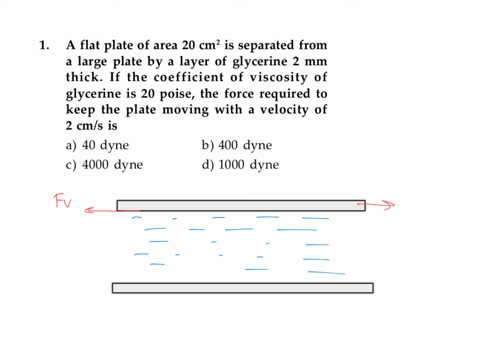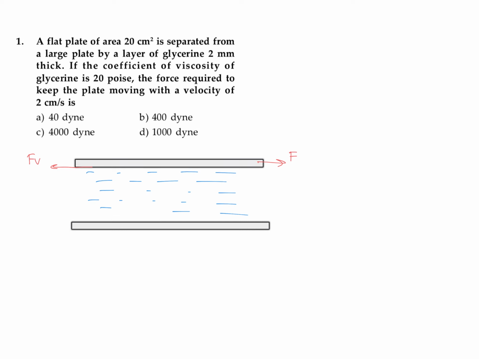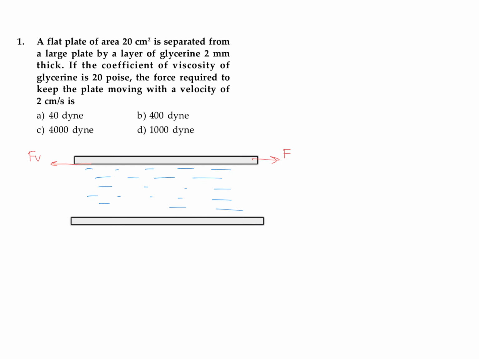So if you'd like to move it with a constant velocity, then we need to exert the same force in the opposite direction, so that net force will be equal to 0 and the plate will move with a constant velocity without any acceleration. So we can just use that equation. The value of viscous force will be equal to the external force. So we know the equation for viscous force is equal to eta into A into dV divided by dx.